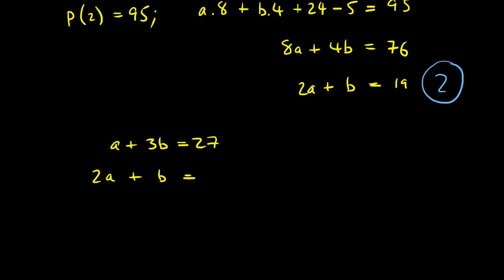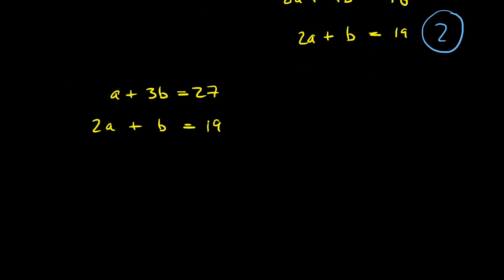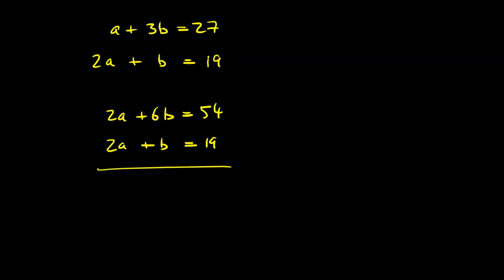And I think, generally speaking, the best way to do these is by using elimination. So I'm going to double the first equation. So I get 2a plus 6b is equal to 54, and keep the second equation the same, 2a plus b is equal to 19. And then subtract, right? So 2a minus 2a is 0, and 6b minus b is 5b.